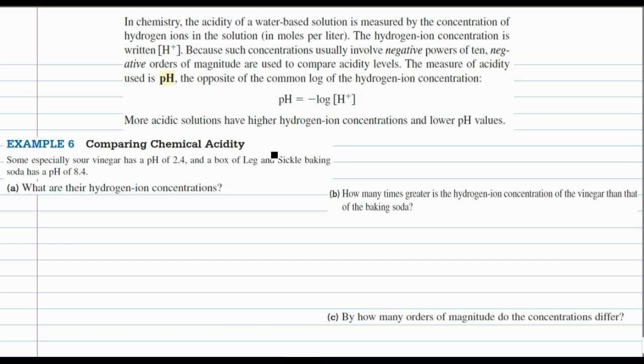Really? Leg and Sickle? Think about it. What's the most famous kind of baking soda you know? That's right, Arm and Hammer. Leg and Sickle. A sickle is one of those things that the Grim Reaper uses in a cornfield kind of thing.